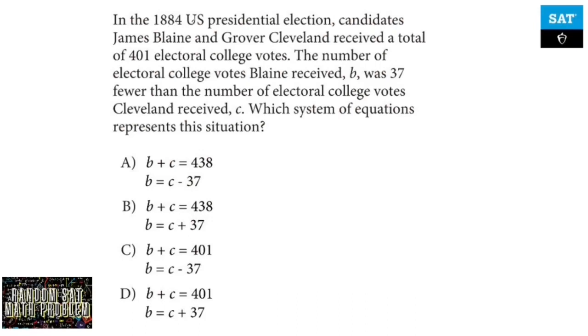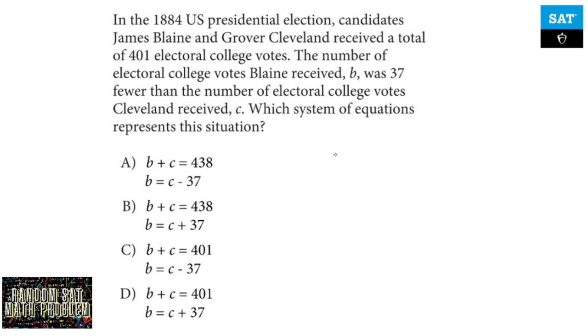In 1884, yes, my birth year, U.S. presidential election candidates James Blaine and Grover Cleveland received a total of 401 electoral college votes. So looking at this, it looks like I have a system of equations that I have to figure out. Unless there's anything crazy, the first equation's easy. The number of electoral college votes Blaine received, and so Blaine is B, was 37 fewer than the number of electoral college votes Cleveland received.